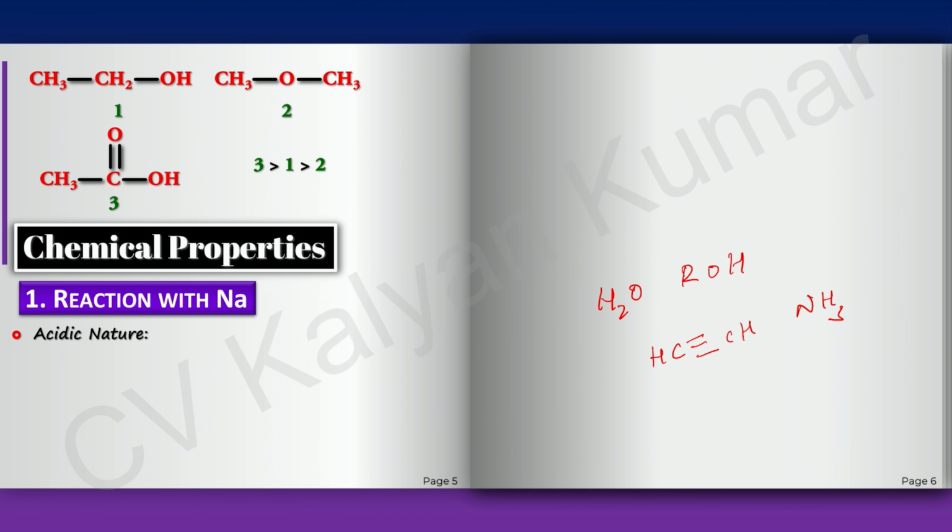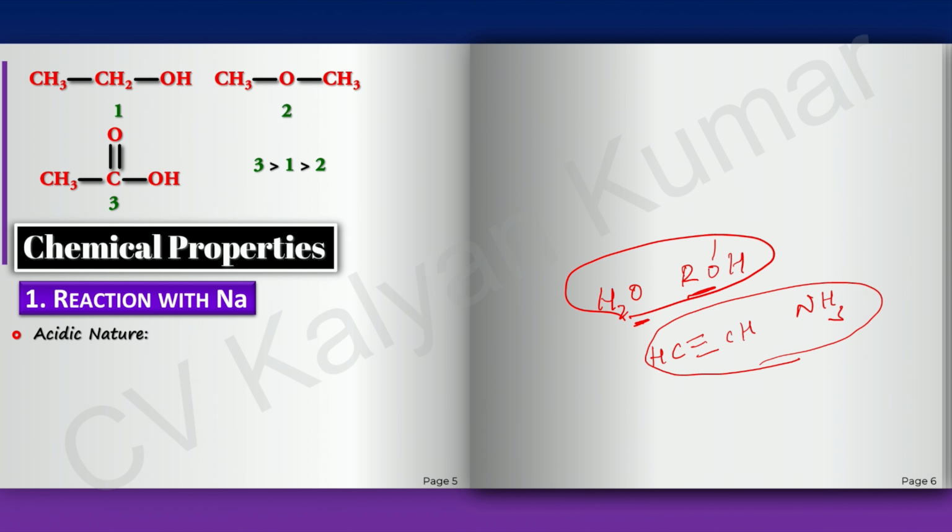Now, in the case of ROH and water, obviously these two will be more acidic than these two, simply because O is more electronegative. A more electronegative element having an H will be more acidic. Now, here there is a +I effect of R, while water does not have any of that. So +I effect will always decrease acidic strength. So water will be more acidic than alcohol.